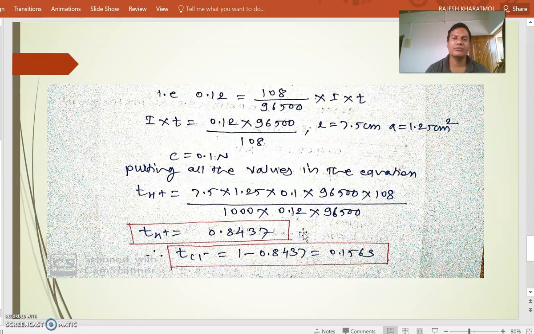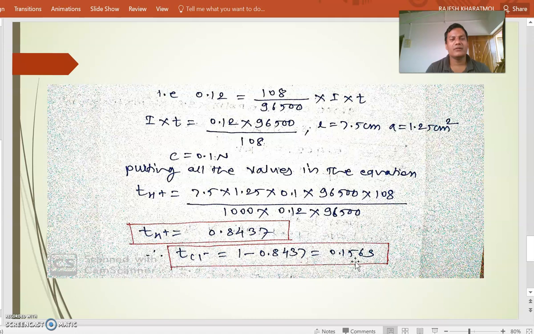If you know the transport number of cation you can easily calculate the transport number of anion, that is, the transport number of Cl minus ion is equal to 1 minus the transport number of cation, that is 0.8437, and you will get the answer 0.1563. So in this way we can calculate the transport number of H plus as well as the transport number of Cl minus ion. The formula which we use for the transport number of H plus ion we have discussed here. So solve the same numericals based on this formula, and you will become more perfect.